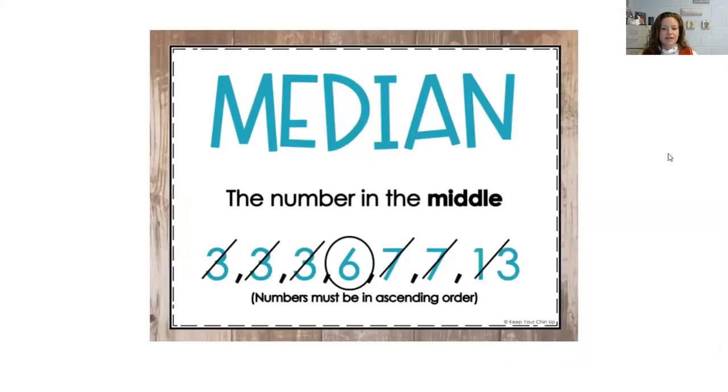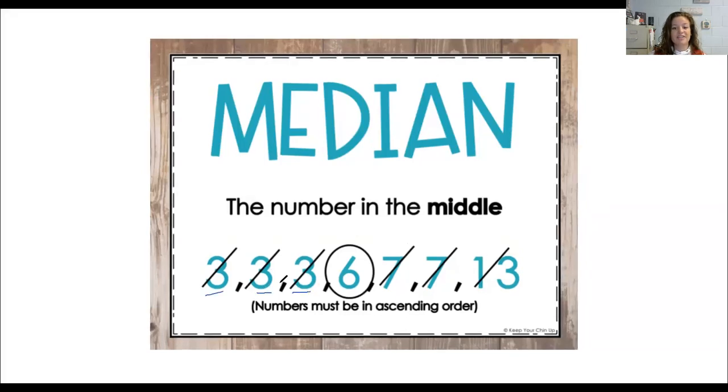Next, the median. When we're talking about median, it's the number in the middle. Now, in order for it to be in the middle, you've got to make sure your numbers are in ascending order. That means they are in numerical order, starting from the lowest to the highest. See here, they had to make sure that they were in numerical order. They put their 3s first. And again, they're using the same set of numbers as before: 6, 7, 7, and 13. All of these are in ascending order, starting from small, going to large.